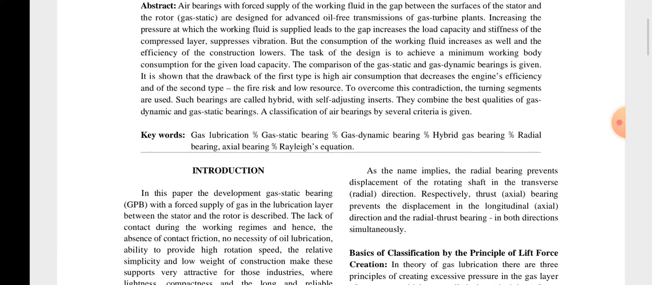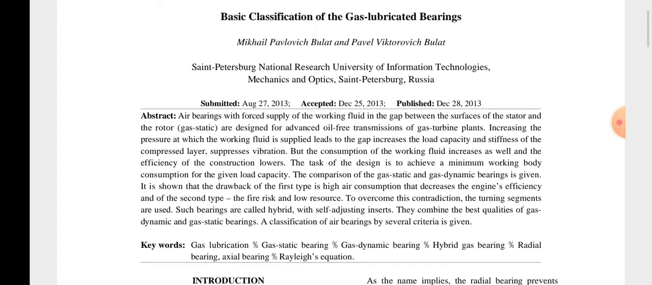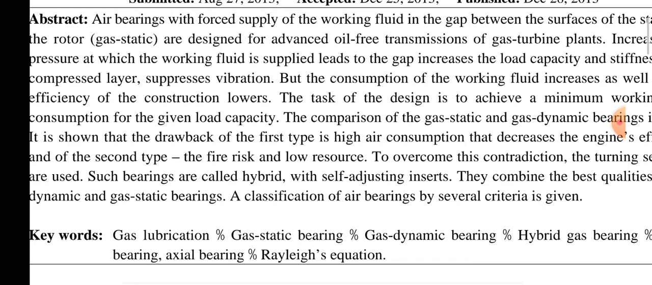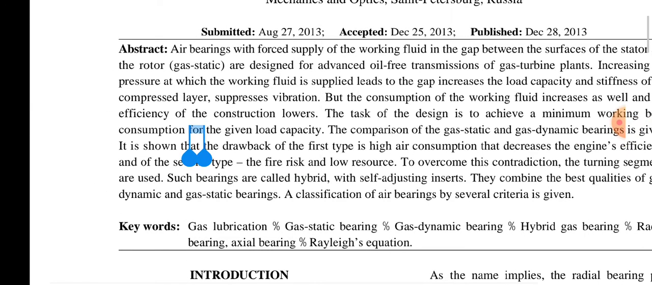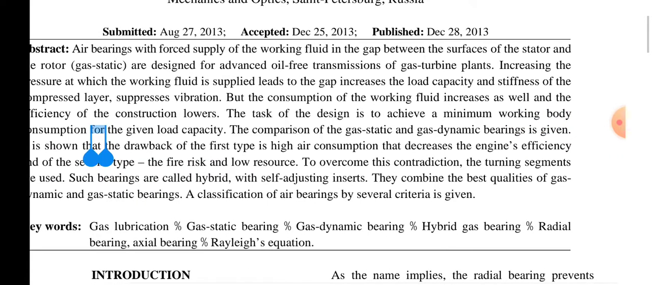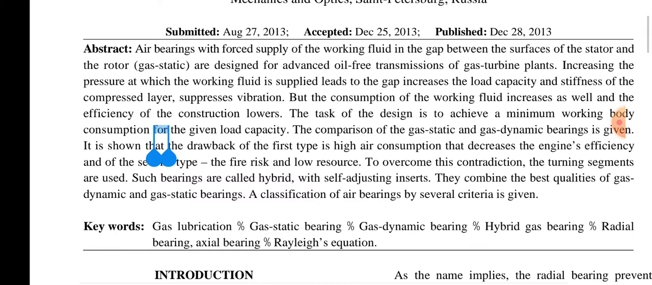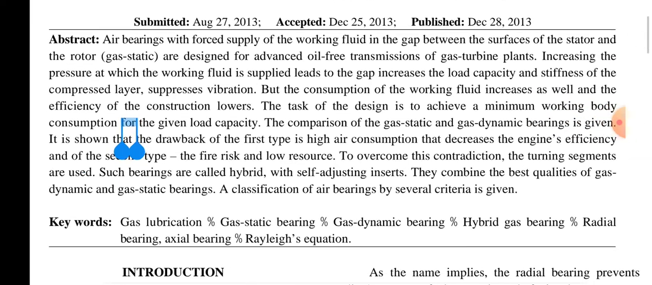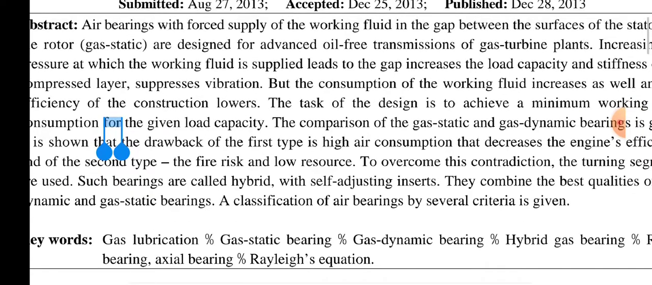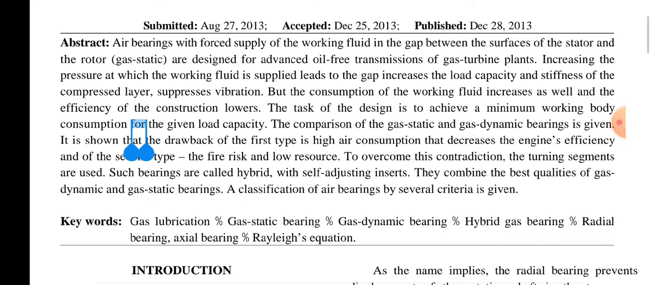Now, there is a paper published on the air bearing, that is, the gas bearing. Look at this. An air bearing is forced supply of the working fluid in the gap between the surfaces of the stator and the rotor, that is, the stationary part and the rotating part. These are designed for advanced oil-free transmissions of gas turbine plants. Increasing the pressure at which the working fluid is supplied leads to a gap increase. The load capacity and the stiffness of the compressed layer suppress the vibrations, but the consumption of the working fluid increases as well, and the efficiency is lower. The task of the design is to achieve the minimum working fluid consumption for a given load capacity.